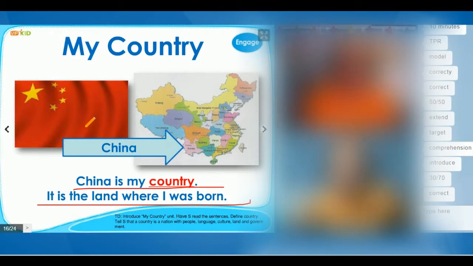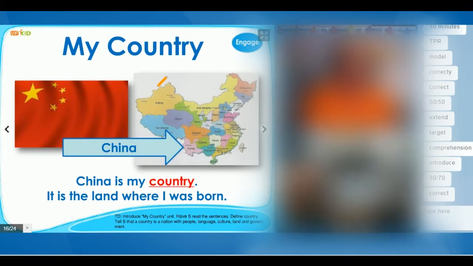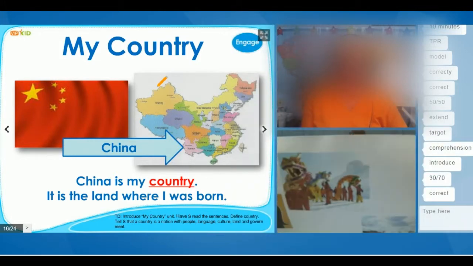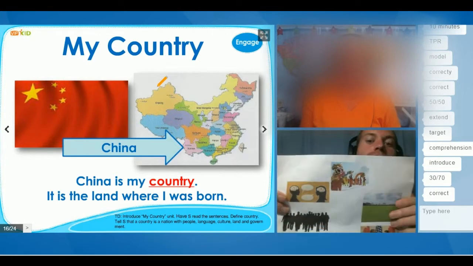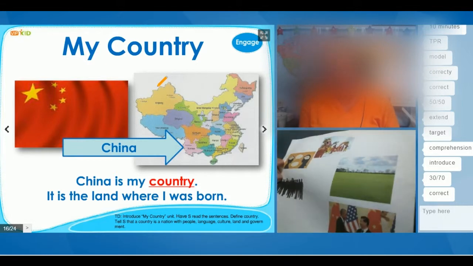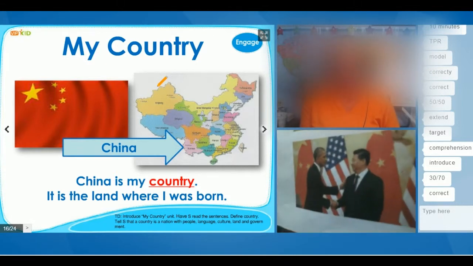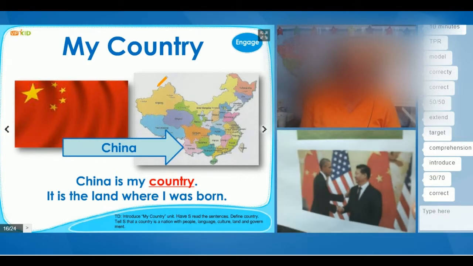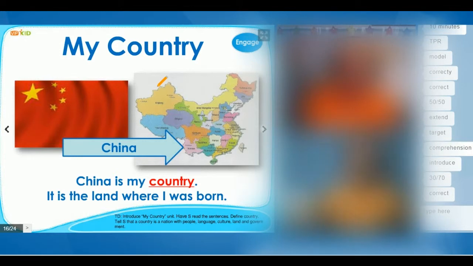A country is a nation with people, money, language, culture, land, and government. Government. Government. What means culture?